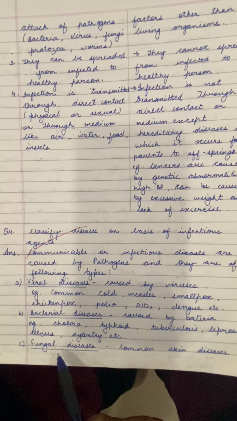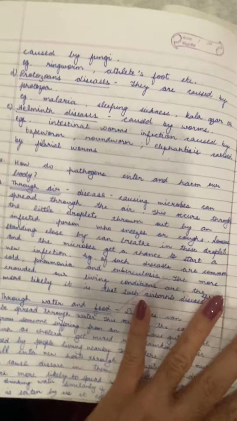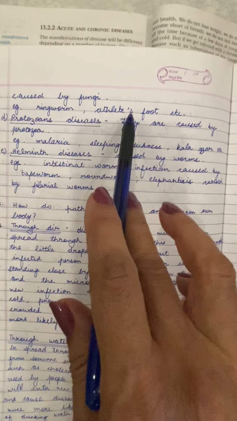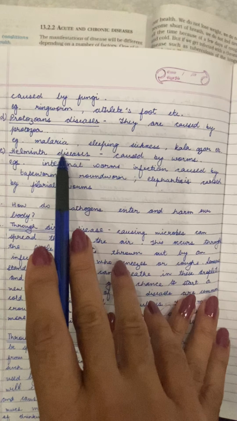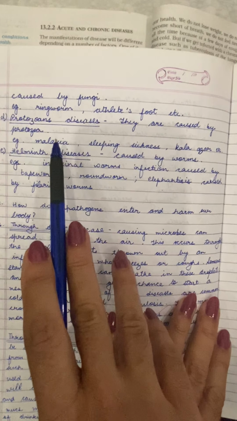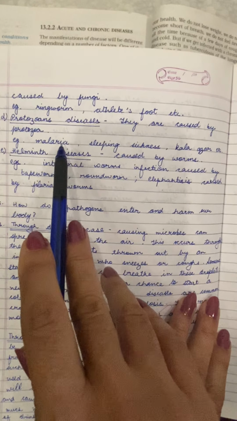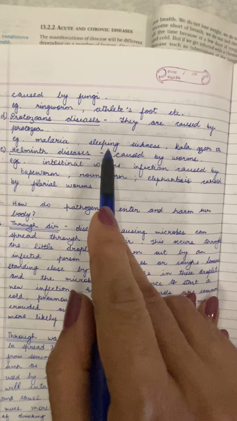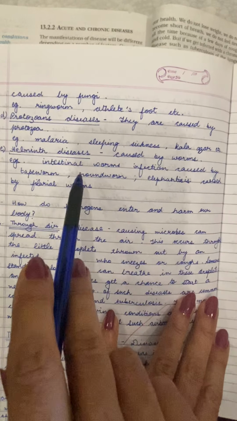Then the diseases caused by fungi, that is the fungal diseases, which are the common skin diseases caused by fungi, right? For example, ringworm or athlete's foot and so on. Then the protozoan diseases, which are caused by protozoa. For example, malaria, as I told you, is spread by the female Anopheles mosquito, which is the carrier, the vector, but the protozoan is Plasmodium vivax. And then sleeping sickness is also caused by protozoa, and kala azar and so on.